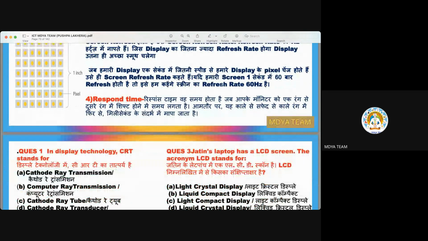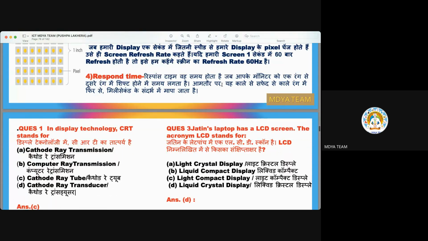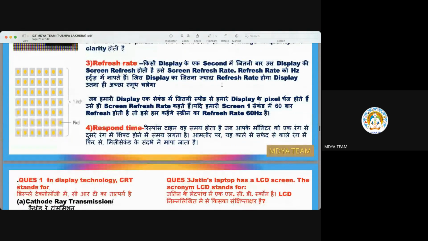Like here, it is given that in 1 second the screen is refreshed 60 times. So the refresh rate, you can say in hertz, is 60 hertz. 60 hertz means 60 refreshes will be done in 1 second. And response time is how much time the monitor takes to shift from one color to another color. Generally, it is measured in milliseconds.